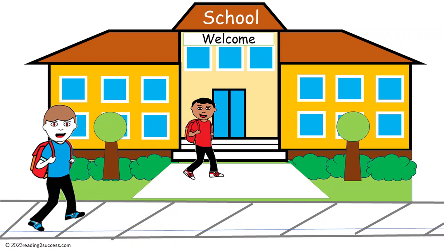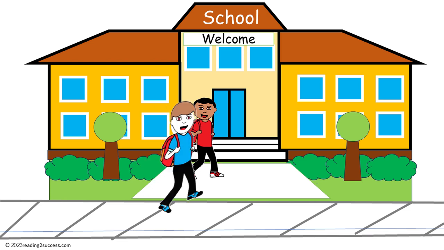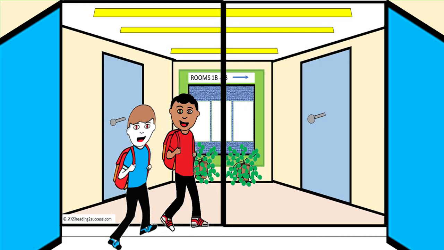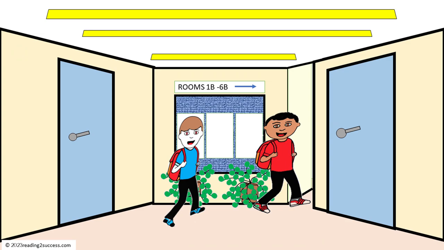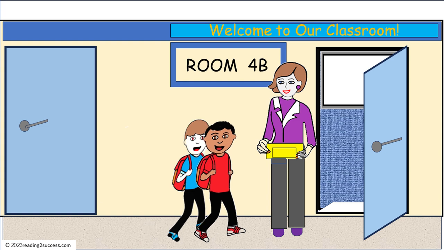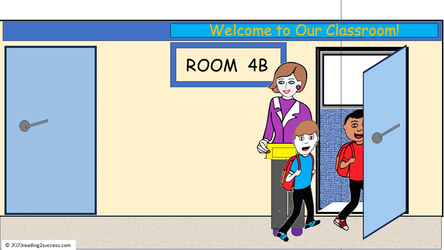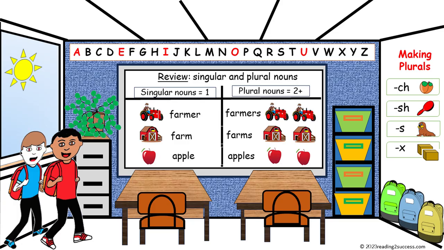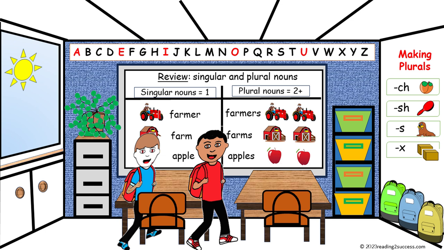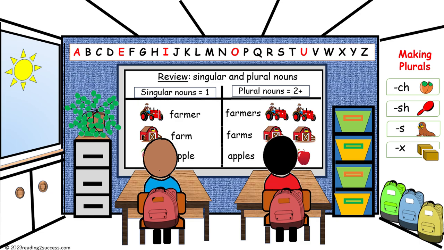This is Danny meeting his best friend Erick at school. Now they are walking into their school hallway and then to their classroom. Mrs. Smart says good morning to them as they enter the classroom. Danny sits down in his seat. And Erick sits down in his.